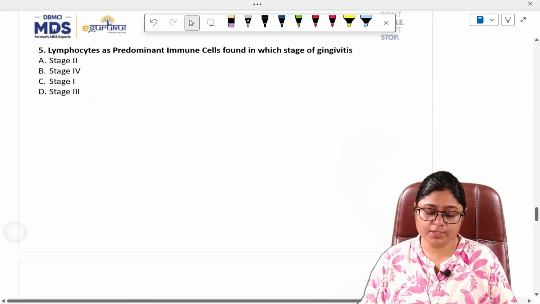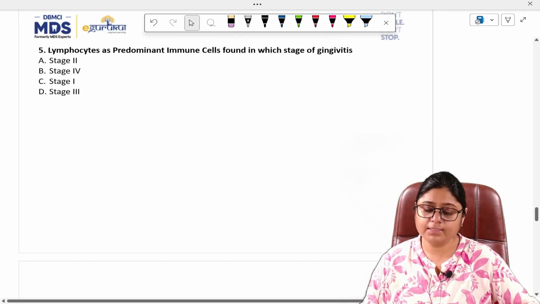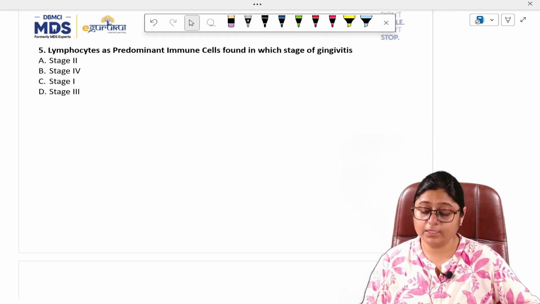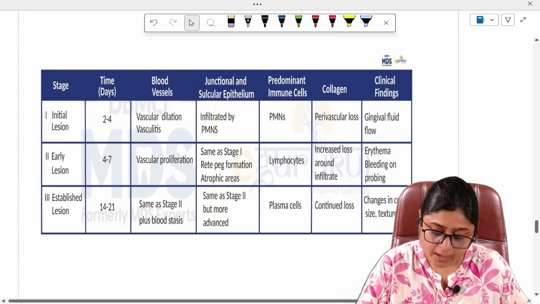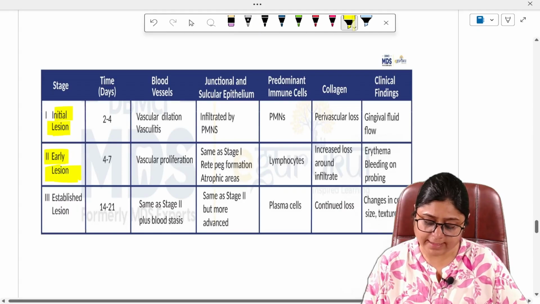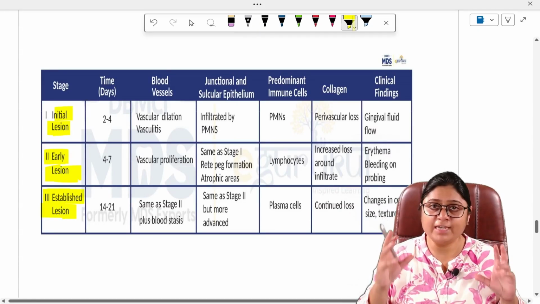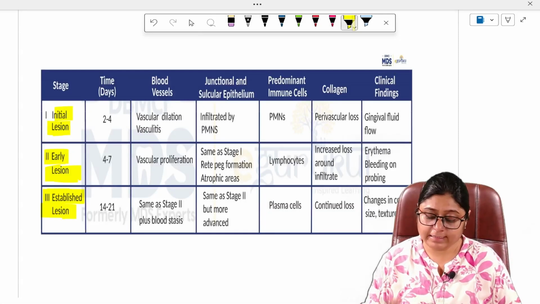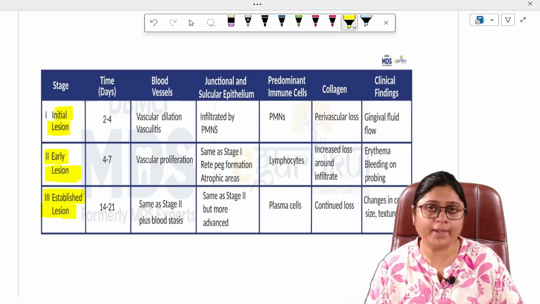Okay. Now the next question is: lymphocytes are predominant cells found in which stage of gingivitis? So guys, there are 3 stages of gingivitis. Stage 1 is the initial lesion. Stage 2 is the early lesion. And stage 3 is the established lesion. The initial lesion develops in 2 to 4 days, the early lesion in 4 to 7 days, and the established lesion in 14 to 21 days.